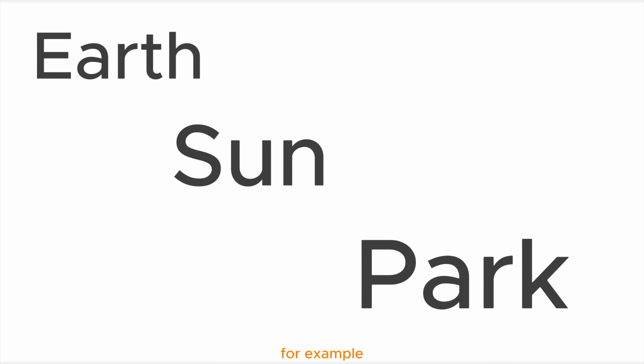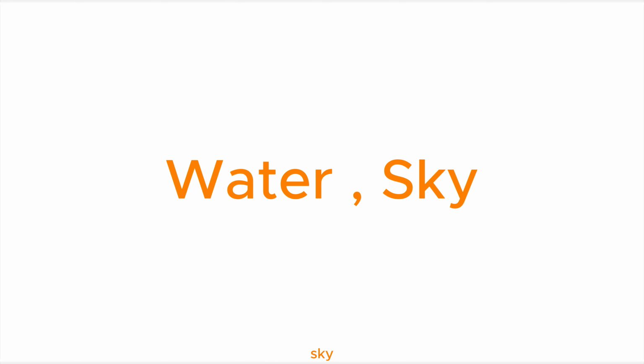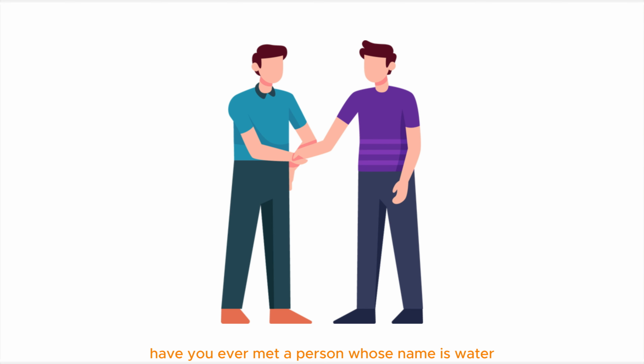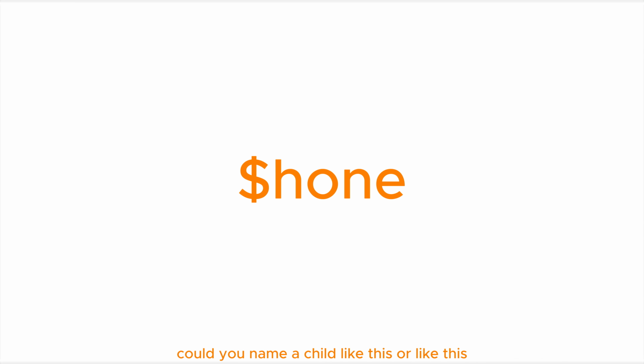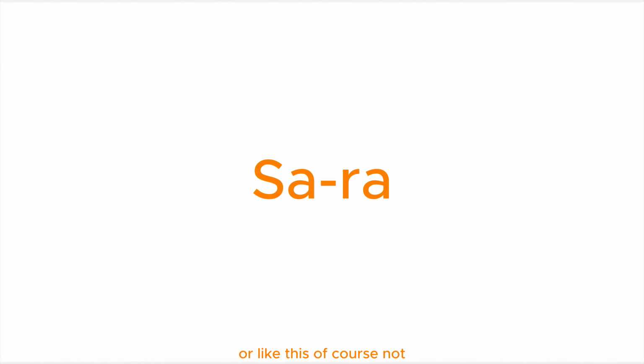There are some names that have been reserved by nature itself for a specific thing. For example, words like water, sky. Think about it. Have you ever met a person whose name is water? It would be very strange because that name has a fundamental and special meaning. Also, there are certain symbols and characters that we simply don't use when creating names. Could you name a child like this, or like this, or like this? Of course not. Language has its rules.